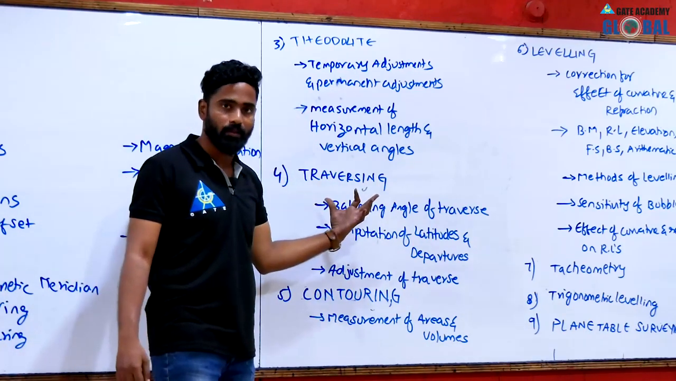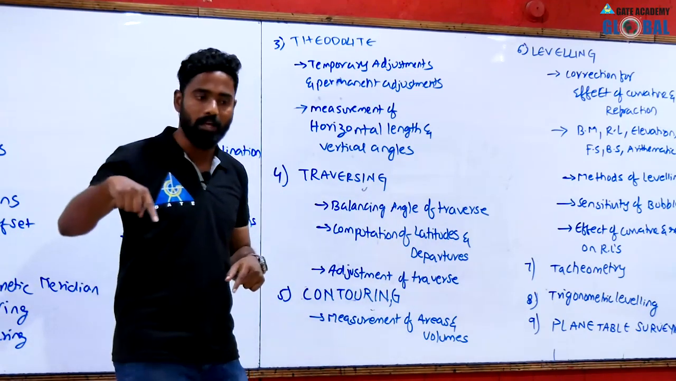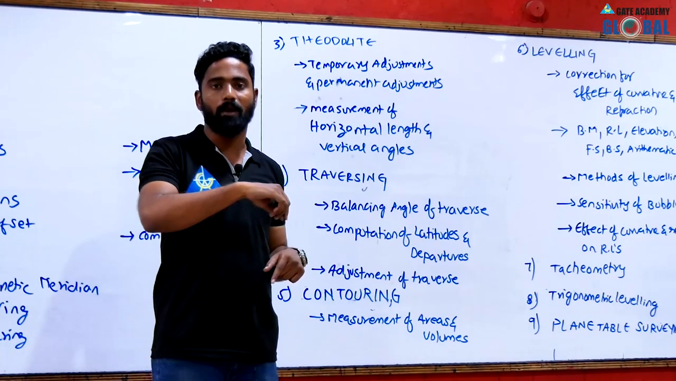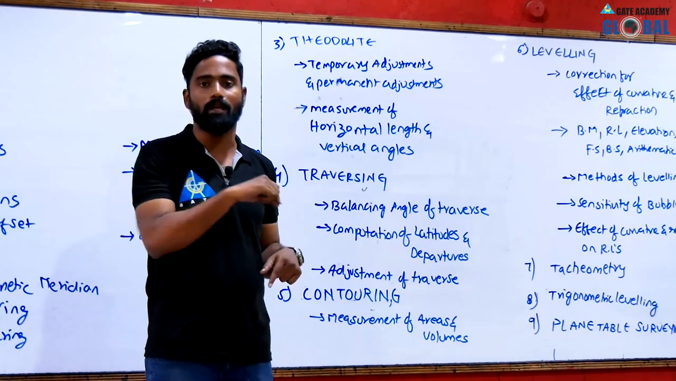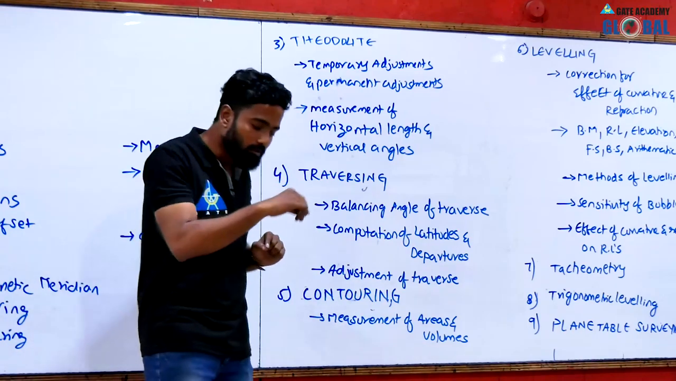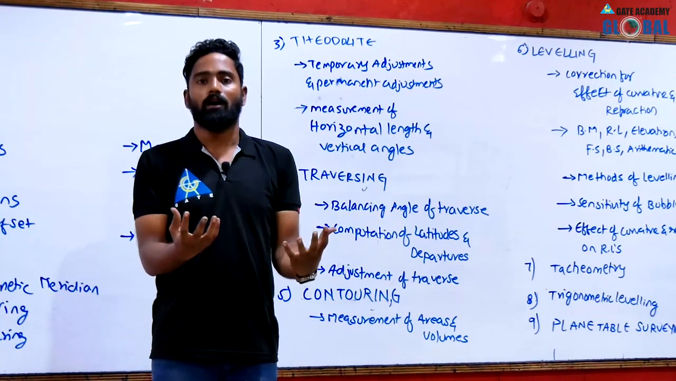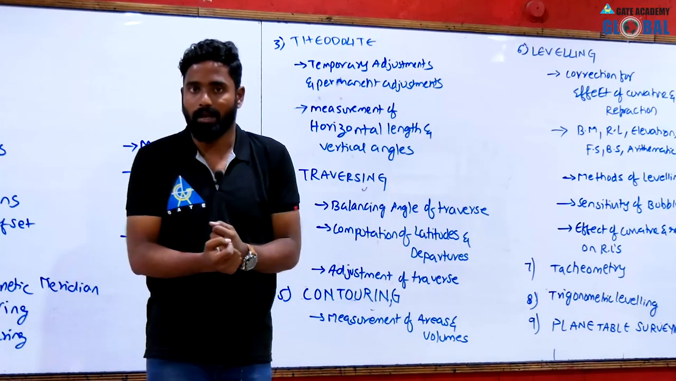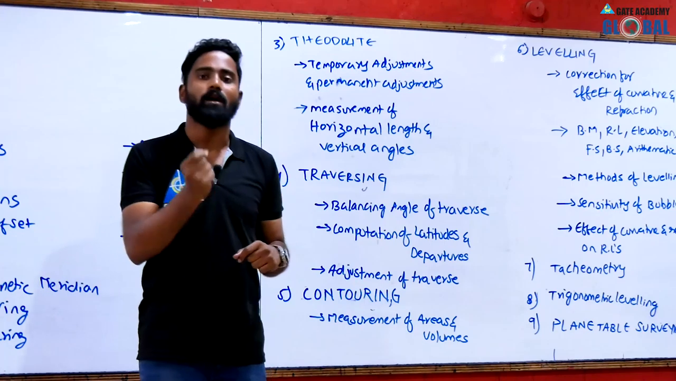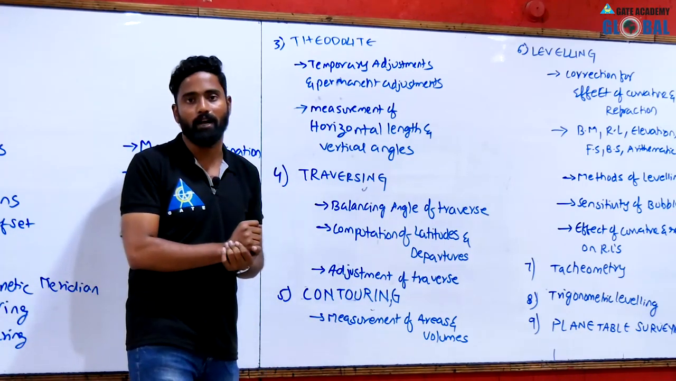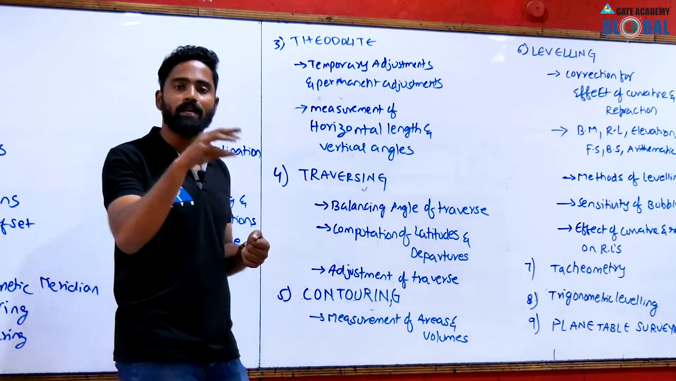Next, traversing. As I already told you, a closed traverse means a closed figure A, B, C, D, E. Let us say a pentagon ABCDE, and if you finally close E to A, then ABCDEA is a closed traverse. So there will be included angles. The sum of the angles inside a traverse or polygon is (2n minus 4) into 90 degrees. If it is not, that means one angle is affected because of local attraction. So you have to calculate what that angle is and compensate that error.